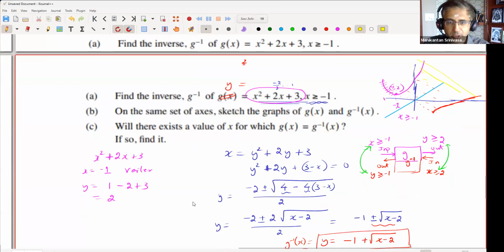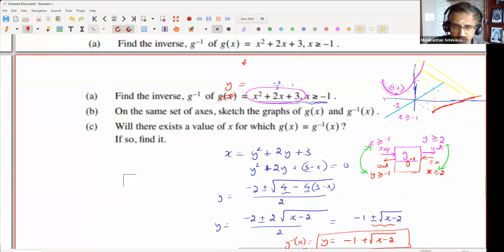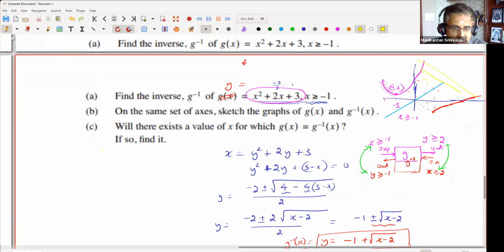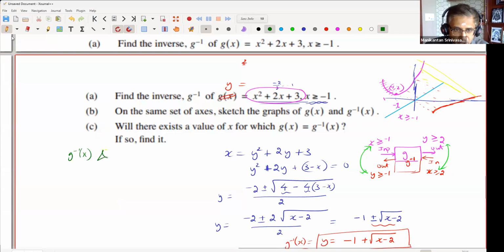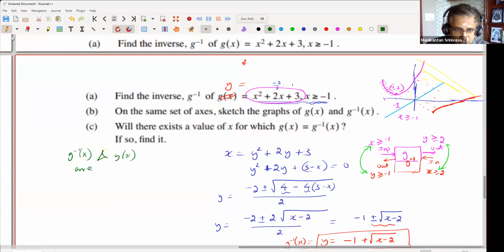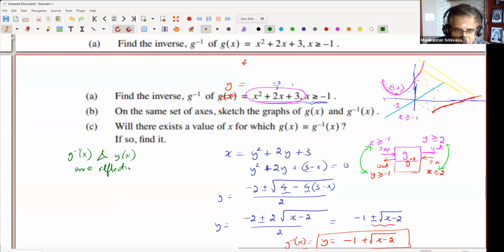Okay, that was question B. Question C. Will there exist a value of X where G of X equals G inverse of X? We can clearly see that there's no value because the graph does not even cut the line Y equal to X. I can visually see it, but how do I prove it algebraically? If I have a graph where G of X and G inverse of X intersect, we know that G inverse of X and G of X are reflections around the 45-degree line, which is Y equal to X.